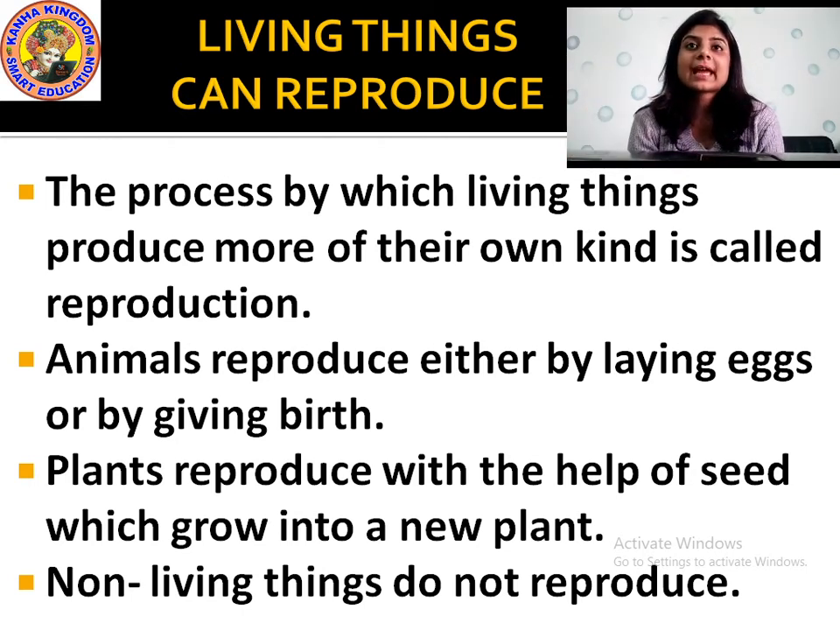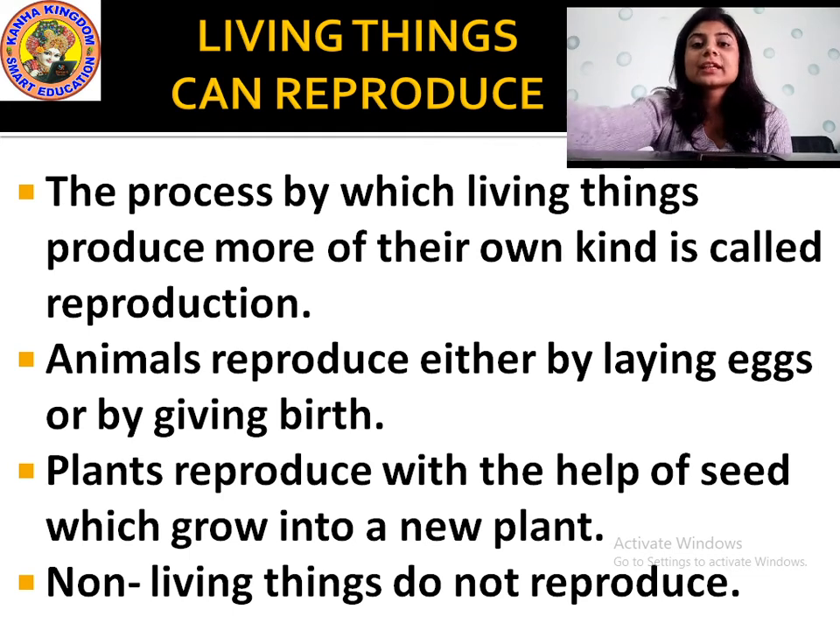Okay? Then living things can reproduce. All living things reproduce their own kind, and the process by which a living thing produces more of its own kind is called reproduction. Some animals reproduce by laying eggs and some by giving birth. And plants reproduce with the help of seeds which grow into a new plant, and that process is called germination. And non-living things do not reproduce. Okay? Now let us see the differences between living and non-living things.